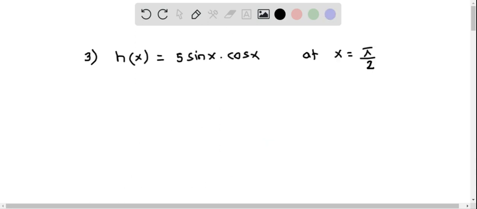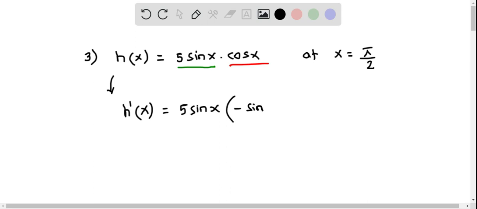We now find the derivative of h of x at x equal to pi by 2. So let's write this as h prime of x. And to find the derivative of 5 sine x times cosine x, we should use the product rule. So let's consider 5 sine x as the first term and cosine x as the second term. So I write the first term, that is 5 times sine x, and then multiply with the derivative of cosine x, which is negative sine x. Now I write the second term, that is cosine x, and then multiply with the derivative of 5 sine x, which is 5 times cosine x.